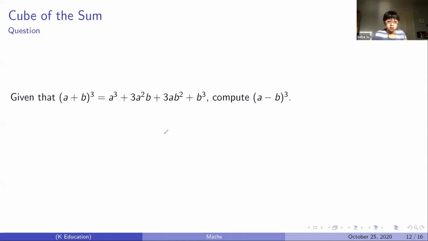Would it just be, for the middle part, minus instead of plus? By middle part, which one do you mean? The 3a squared b and the 3ab squared, I think. Okay, can you explain why those would be negative? Well, because it's a minus b instead of a plus b, so it's negative, but the last one's plus b to the power of 3 is not negative because minus b times minus b is positive. I think. I'm not really sure.